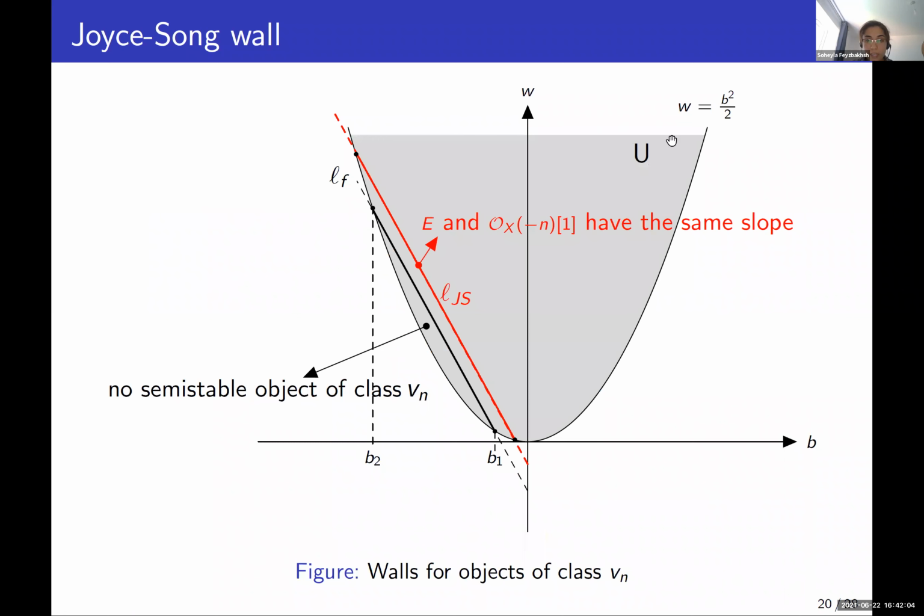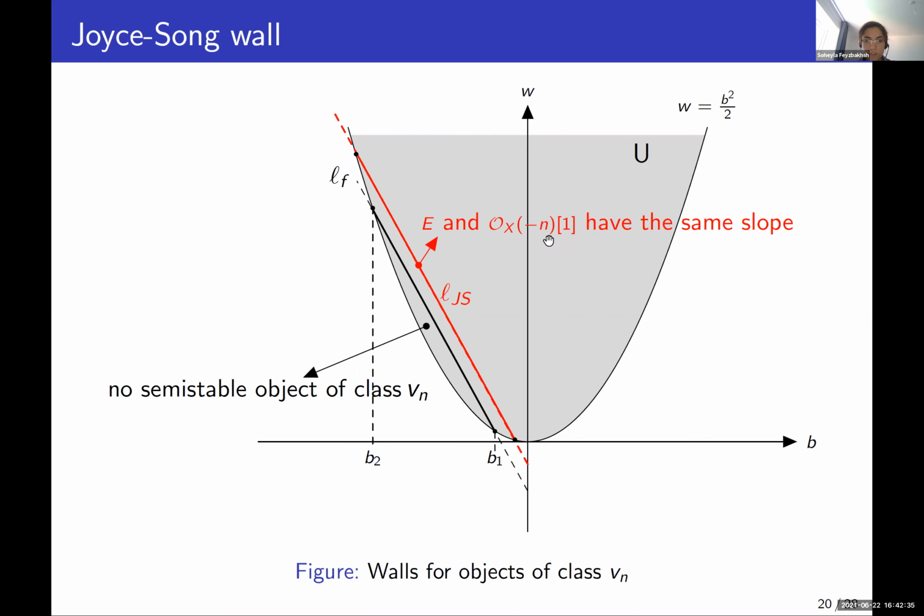Okay, so again, we start in the large volume limit. All of these ν_{B,W} semi-stable objects of C_A^{S,B,N} are tilt semi-stable sheaves. And then there could be several walls for C_A^{S,B,N}, and one of them is LJS, where the destabilizing factors are E and OX minus N shifted by one. And then we move down, and there could be several walls below LJS.